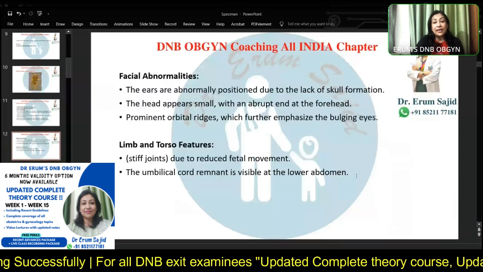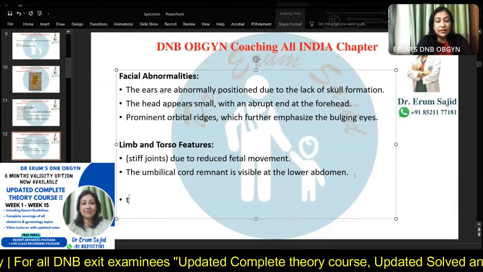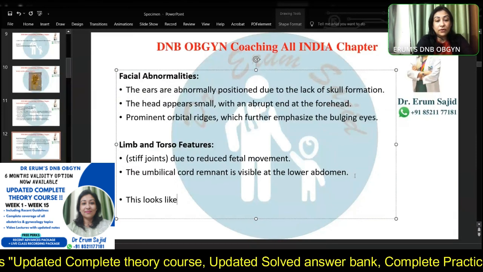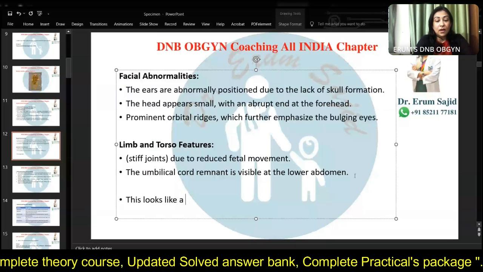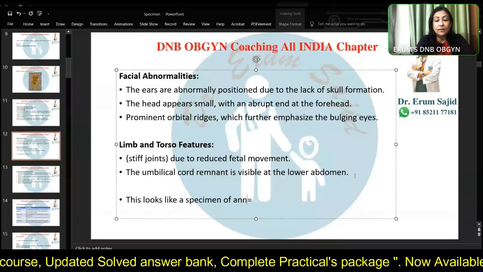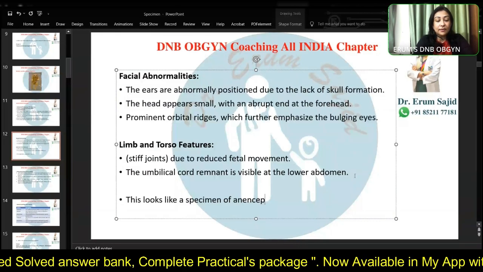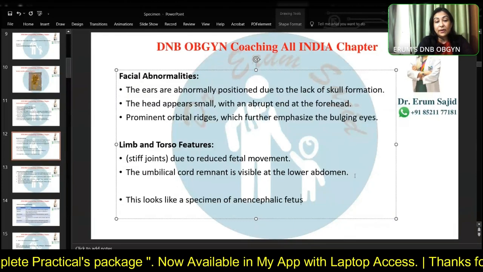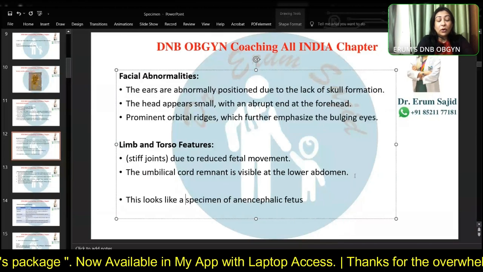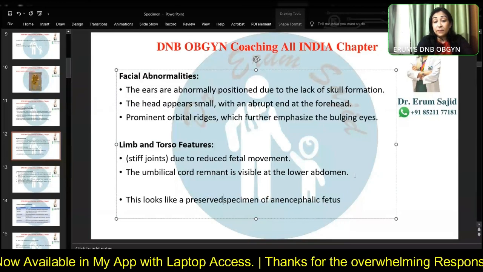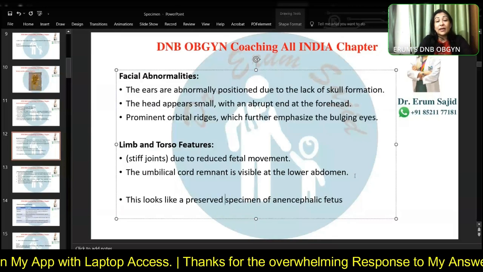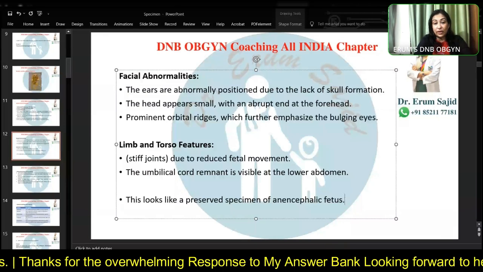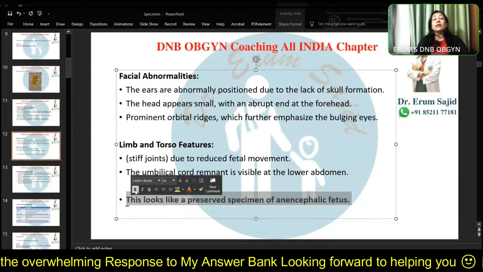This looks like a preserved specimen of anencephalic fetus. All these other changes are because of the preservation. You are saying this after you've said everything. Did you see that I also described the body features?